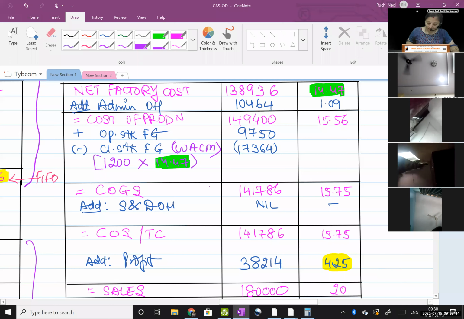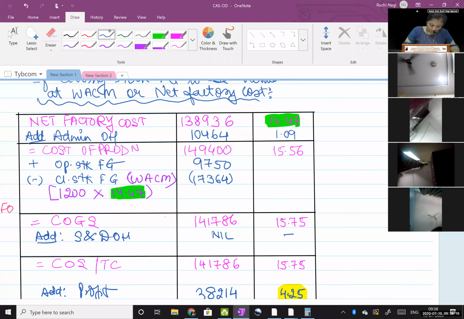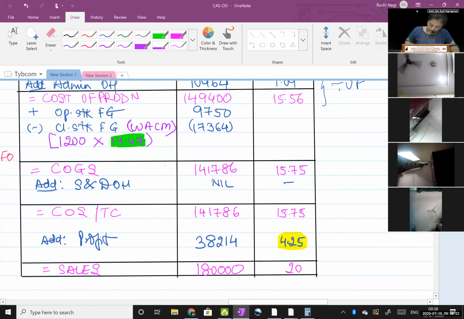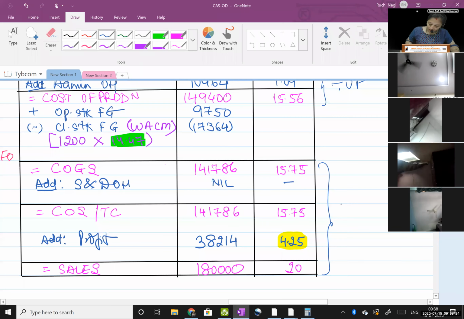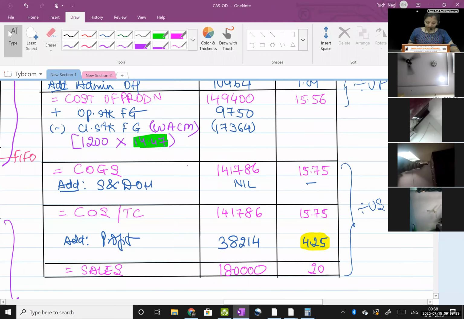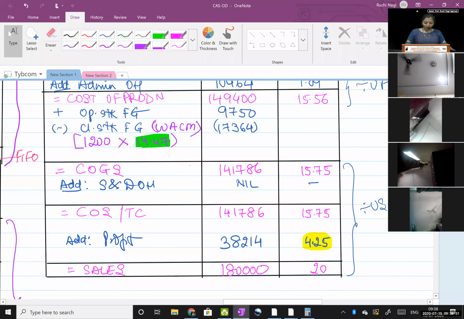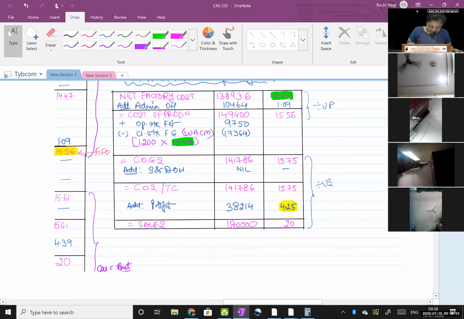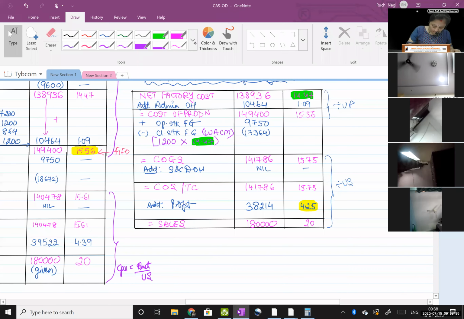The rest of the concepts are the same. Till here you will divide with units produced, and from here till here you will divide with units sold. See the difference in profit also. By FIFO method, your profit was how much? 4.39. And with the weighted average it is 4.25.